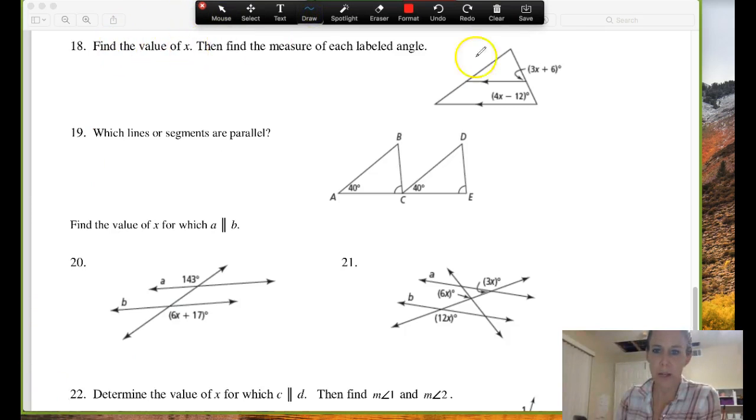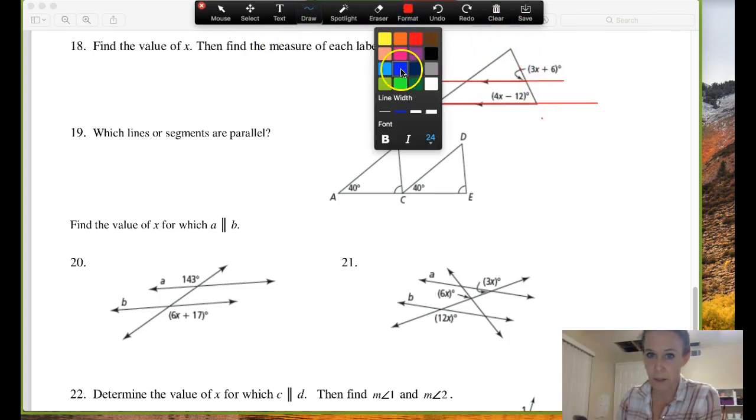Okay, find the value of x in number 18. Then find the measure of each labeled angle. So we need to find the measure of these angles. First we have to find x, and then we can plug it in and figure out these angles. Now I've got a triangle here, a couple things I could do, but this line is marked parallel to this line. Since those lines are marked parallel, this could be our transversal right here.